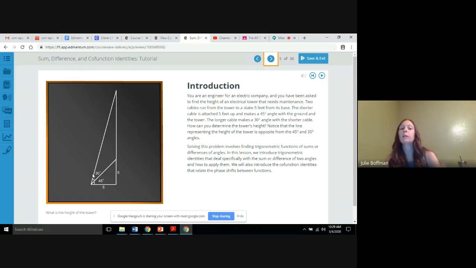So that's going to tie in because what we're doing for sum and difference is we're taking an angle and breaking it up to be 2 angles that you either add or subtract. So 30 plus 45. And then you could use a sum and difference identity. They're going to go back to that problem towards the end of the tutorial, but just keep that in mind.